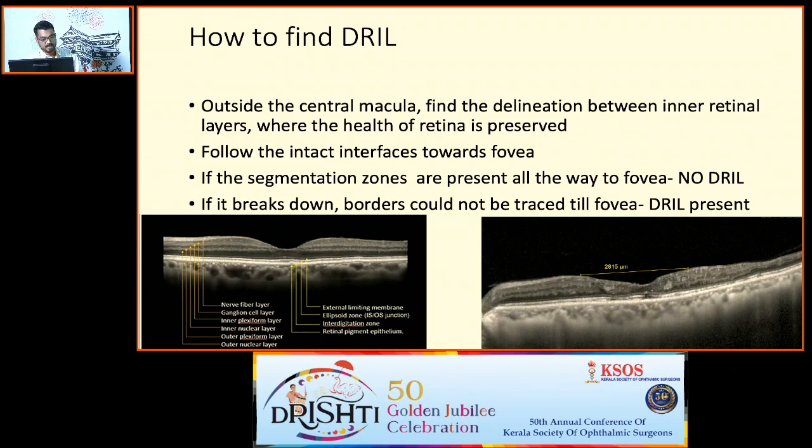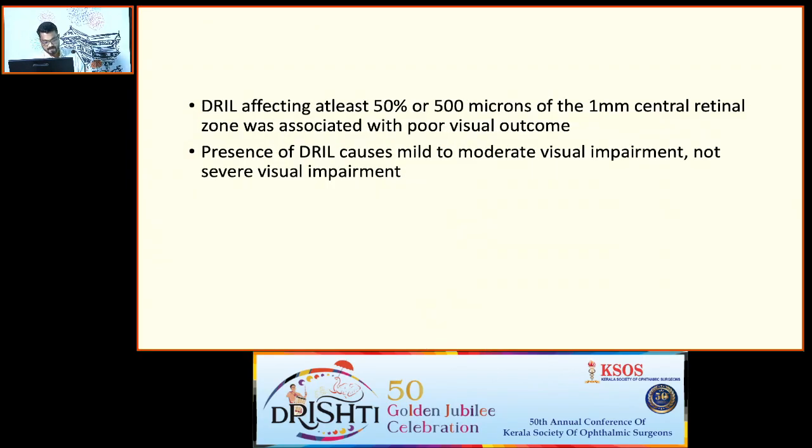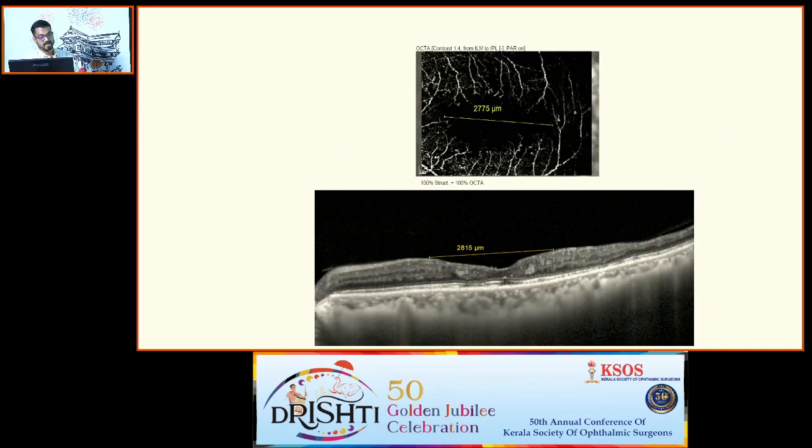So if the segmentation zones are present all the way to the fovea, there is no DRIL. If it breaks down and the borders cannot be traced to the fovea, then DRIL is present, this much area. DRIL affecting at least 50% or 500 microns of the 1 mm central retinal zone was associated with poor visual outcome. Presence of DRIL causes mild to moderate visual impairment, not severe visual impairment.